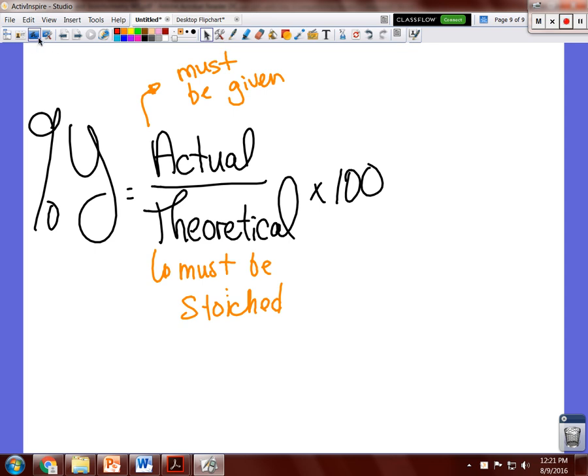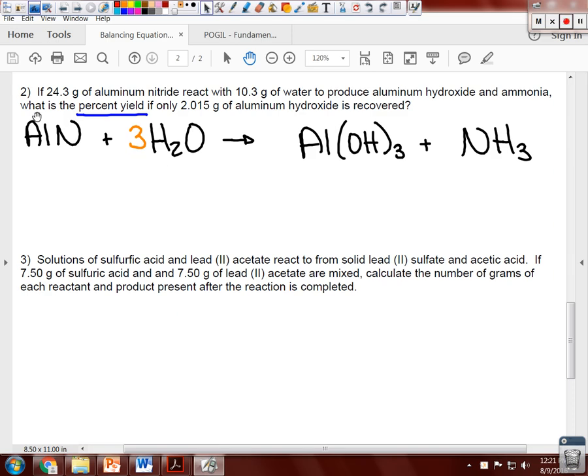So what we're going to do is, if you go back and look at the question, it says, what is the percent yield if only 2.15 grams of aluminum hydroxide is recovered? Now, the word actual is nowhere in this question, but is it implied? Yes. Is recovered is an implication that you did something to get it. Okay? So that is something that we're going to have to learn how to do, is reading for value and reading for content, because some of these questions are not going to be verbatim of what you need. You actually have to read through the way they're asked. So that is implied that that is your actual value.